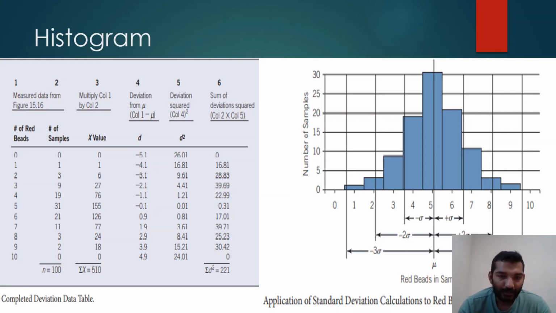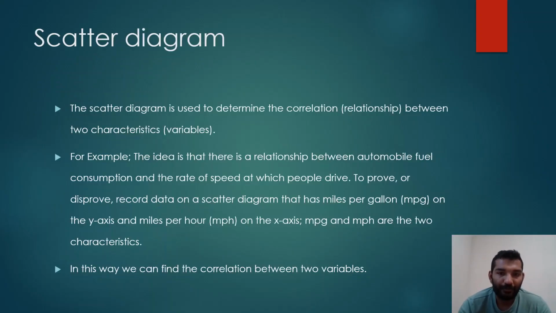Over here, this is the explanation of the histogram, how we calculate standard deviation, and what is the use of these histograms. And then the scatter diagram. The scatter diagram is used to determine the relationship between two characteristics or two variables.